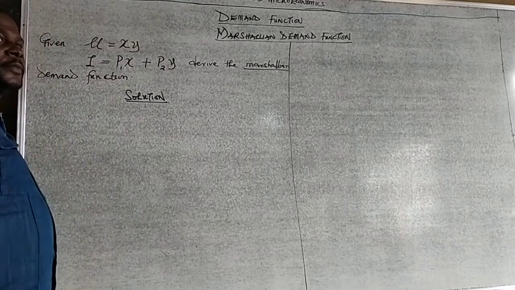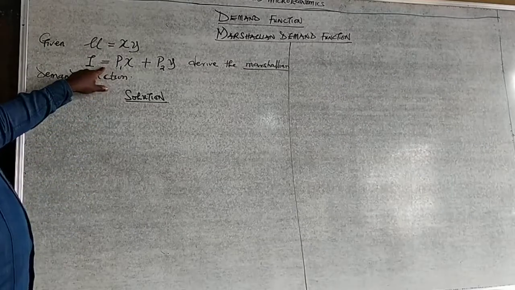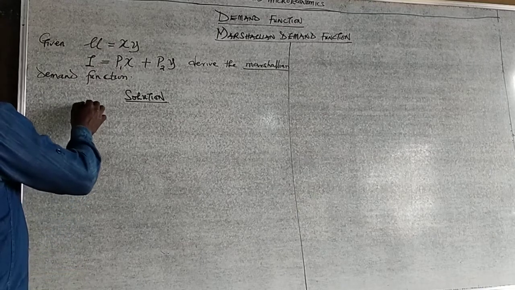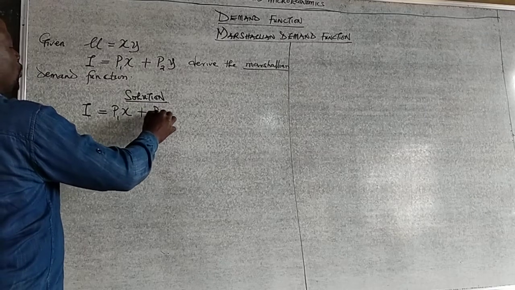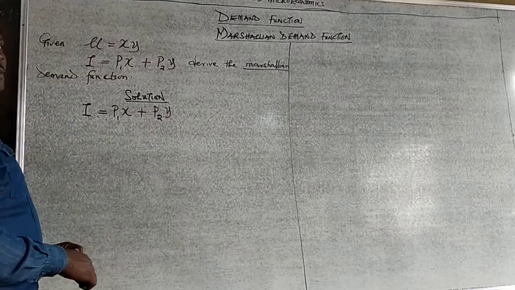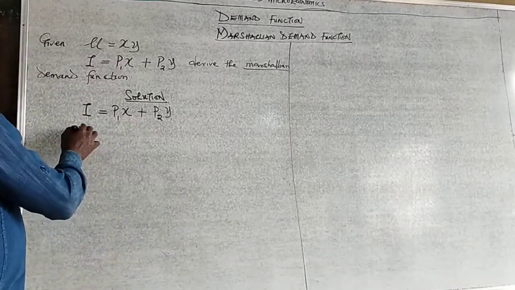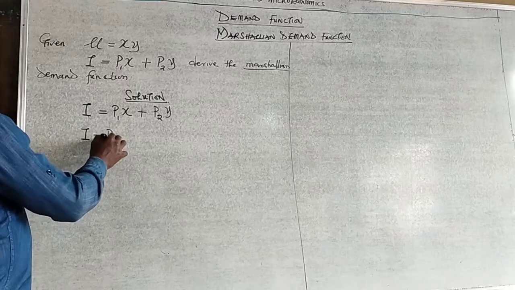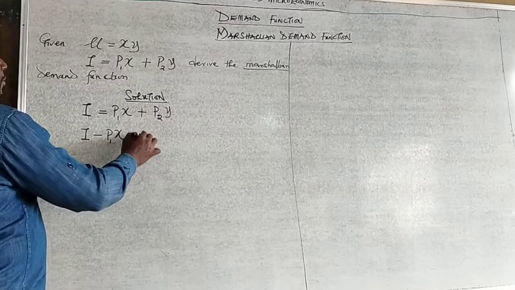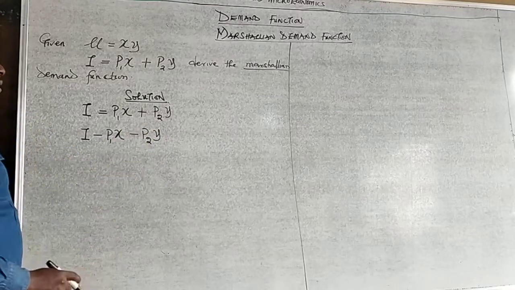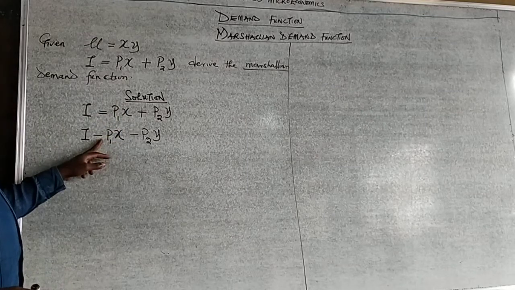Are we together? Now, if you want to start, always start from the constraint. The second equation you are given is I equals P1x plus P2y, right? So collect like terms. These two, bring them to this side. So you have I minus P1x minus P2y. Is that right? If I move this one to this side, it will change to minus.